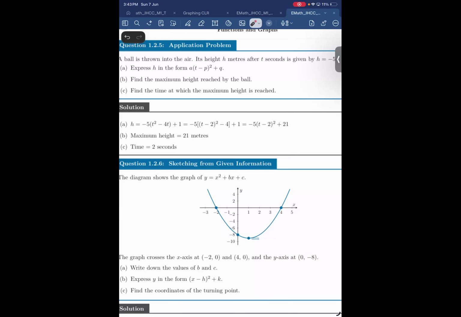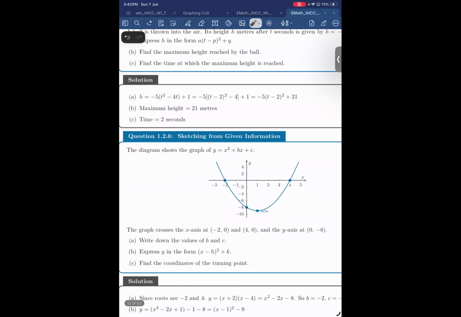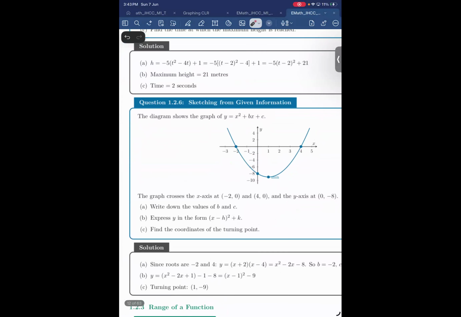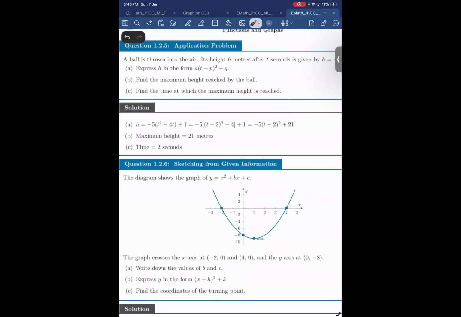Let's look at this question now. So they give you a sketch of the graph. Then you are asked to find firstly the values of b and c in this part of the equation. Then complete the square and find the coordinates of the turning point. So your goal is really to find b and c first.